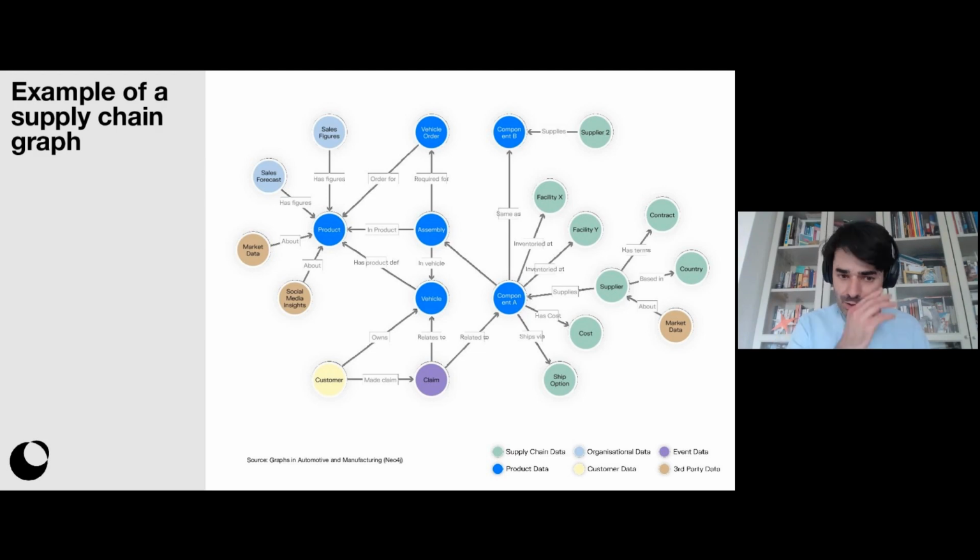We can also optimize the storage of components, also based on this sort of forecasting figures. So that's one example of one supply chain graph, and the type of questions that it can help answer. Now let's move to another example.